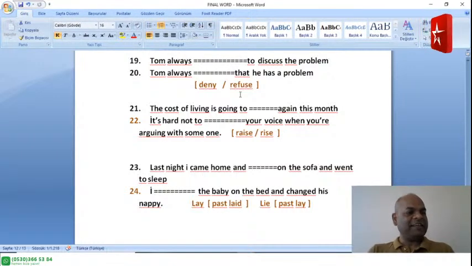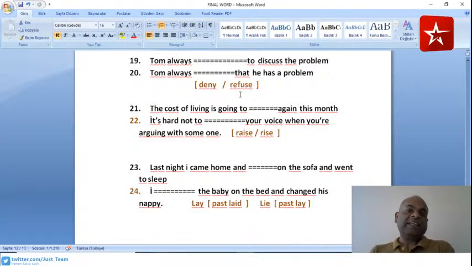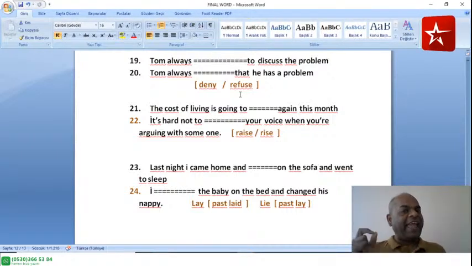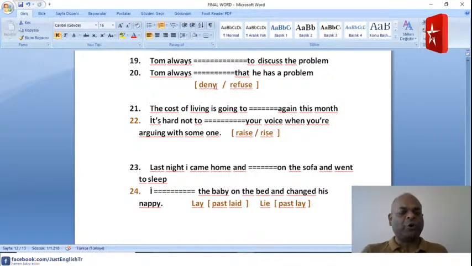Okay, students are saying here, Asya says deny and refuse. Tessin says deny and refuse. Okay, Nilsa says deny and refuse. We got here, right? Good job. Now, guys, remember, 19 is Tom always refuses to discuss the problem, all right? And your 20 is Tom always denies. Now your deny here, guys, look on the board. Your Y will change into IE as denies that he has a problem.